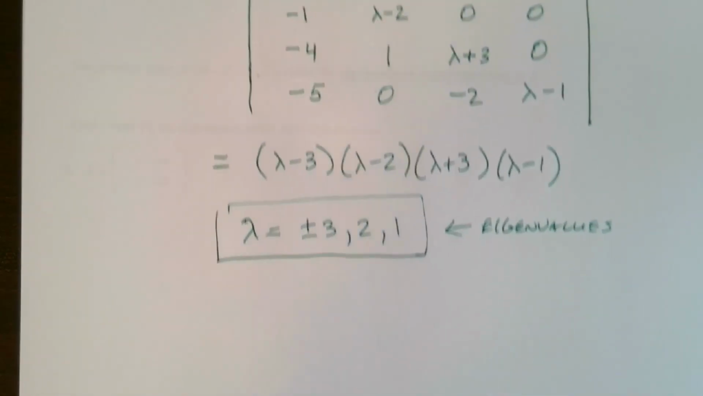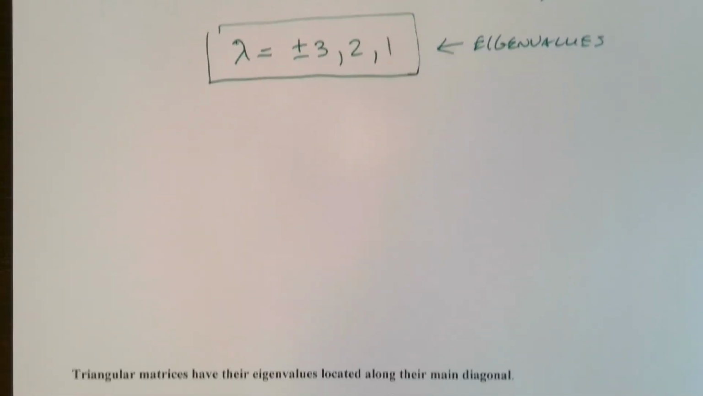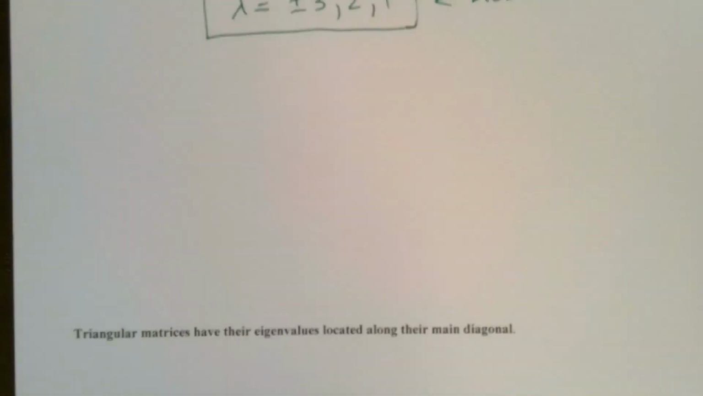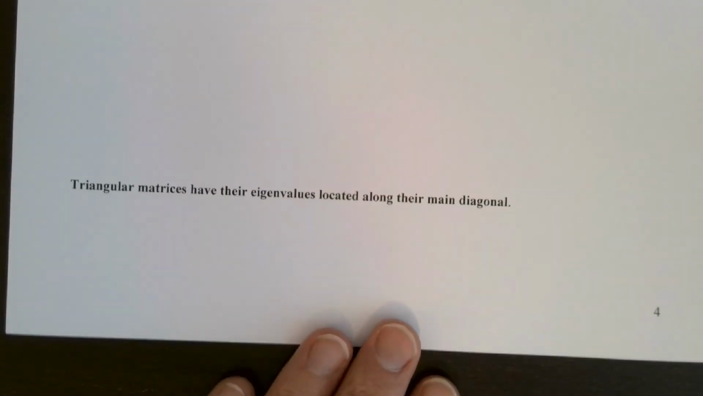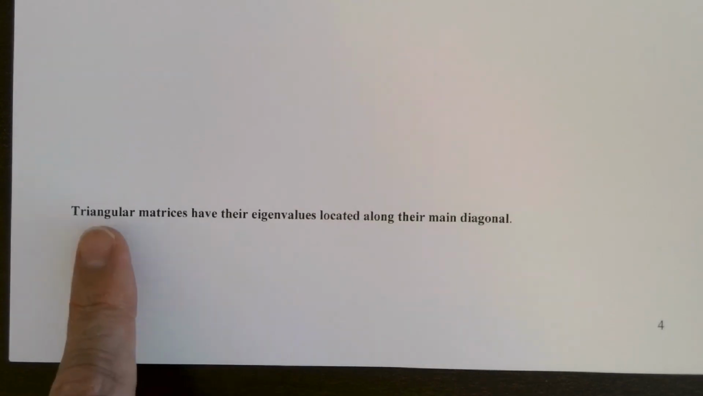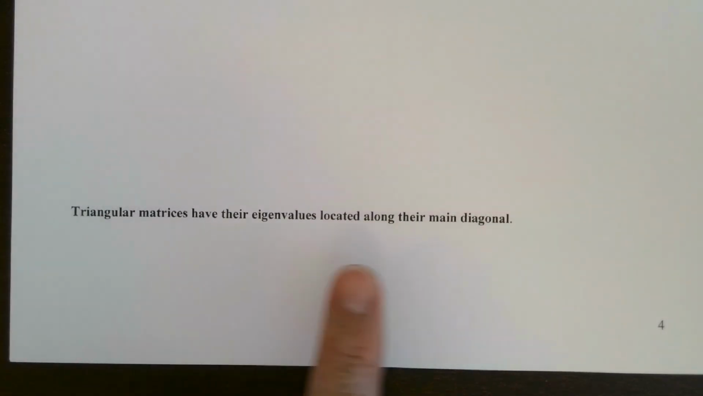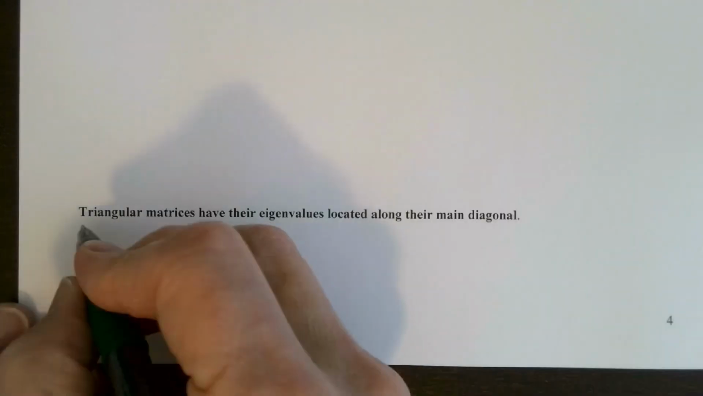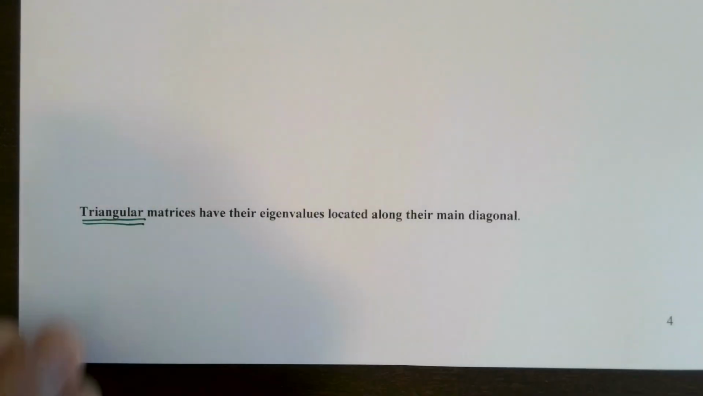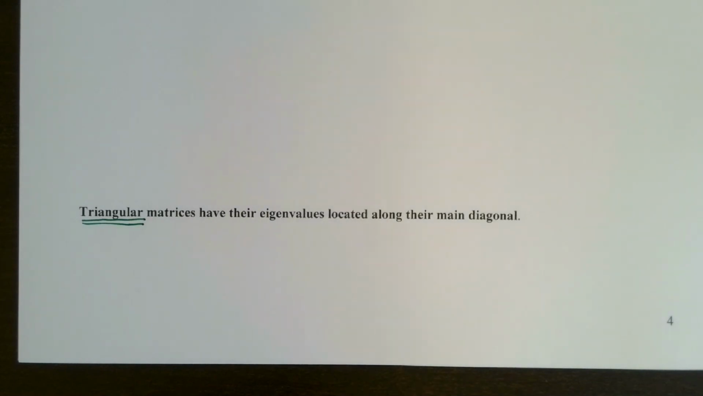And in fact, it's true for not just lower triangular, but upper triangular or diagonal, any triangular matrix, which includes upper, lower, or diagonal. They have their eigenvalues located along the main diagonal. So it has to be triangular. In general, for any matrix that's not triangular, that is not necessarily true.